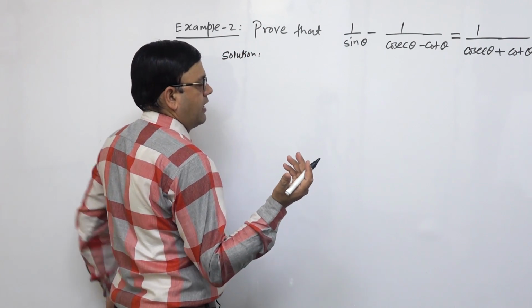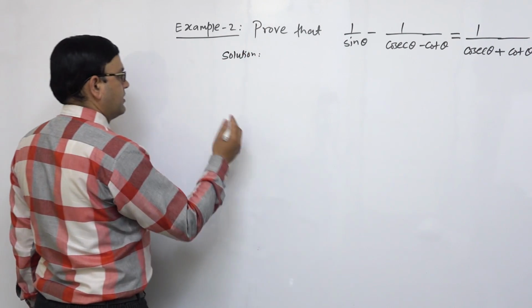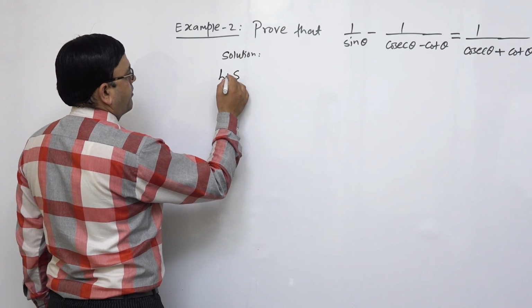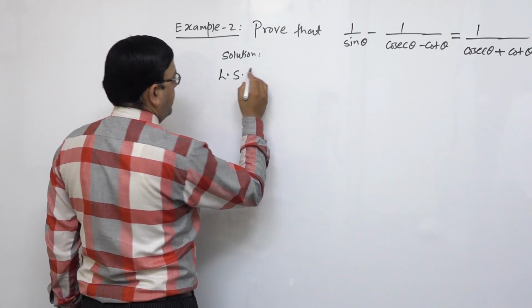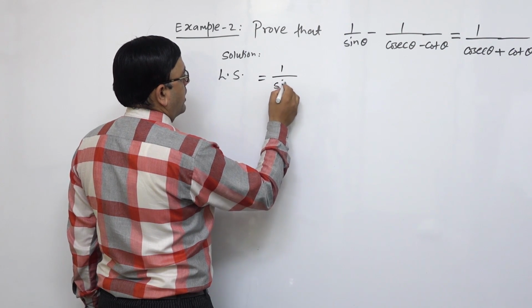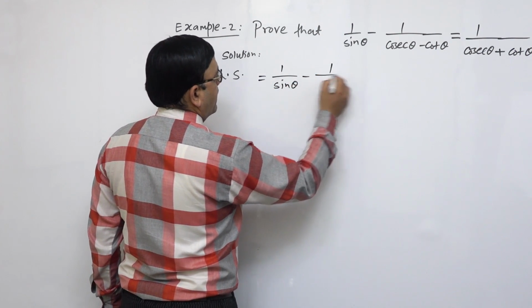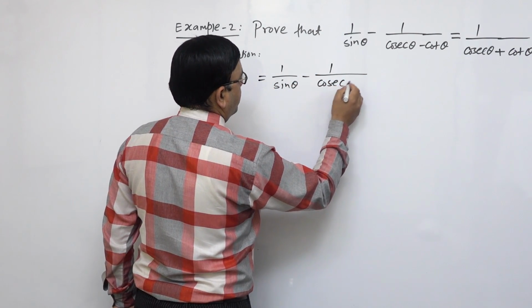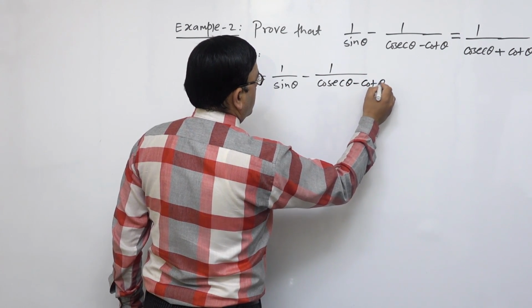We can take either LHS or RHS. So let's take left side only. We can write left side. This is equal to 1 by sin theta minus 1 by cosec theta minus cot theta.